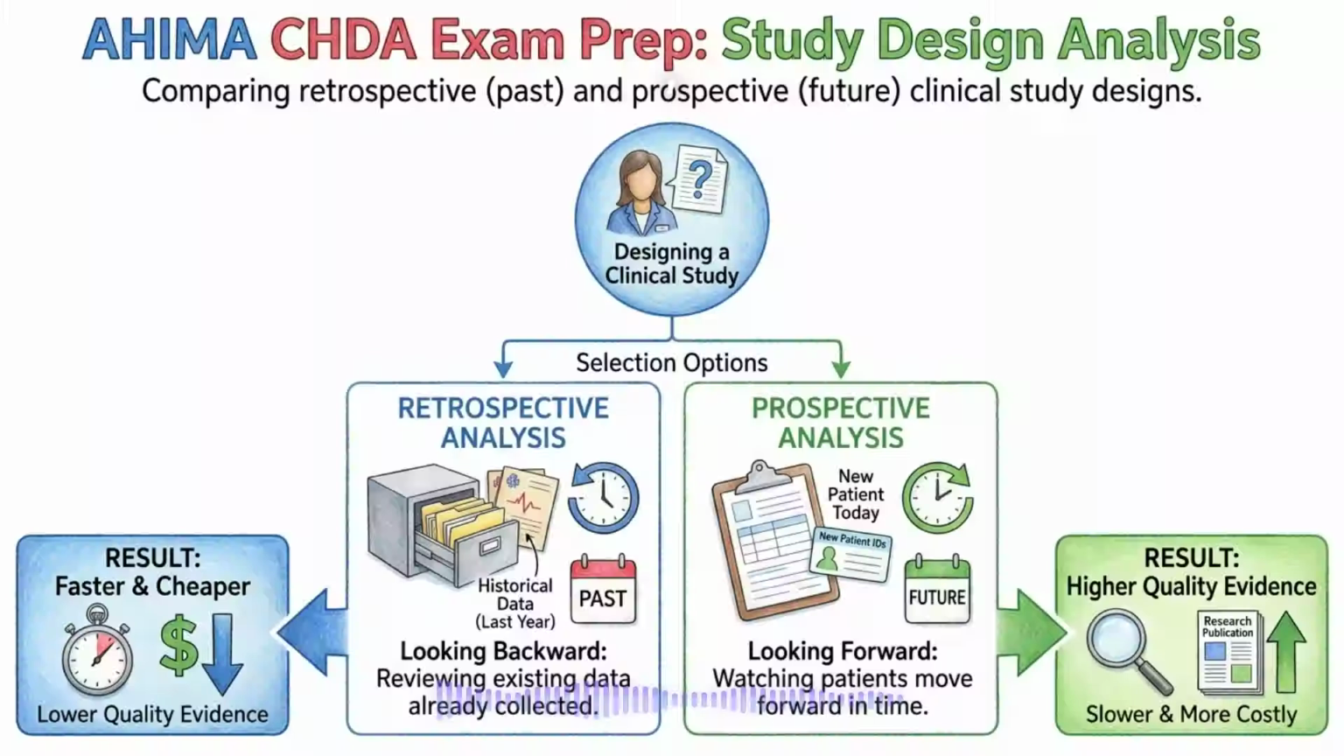Analysts must also understand the difference between retrospective analysis and prospective analysis when designing a clinical study. Retrospective analysis involves looking backward in time at historical data that has already been collected, like reviewing last year's patient charts. Prospective analysis involves designing a study today and carefully watching patients move forward in time to see what eventually happens to them. While retrospective analysis is much faster and cheaper, prospective analysis generally provides much higher quality evidence for medical research.